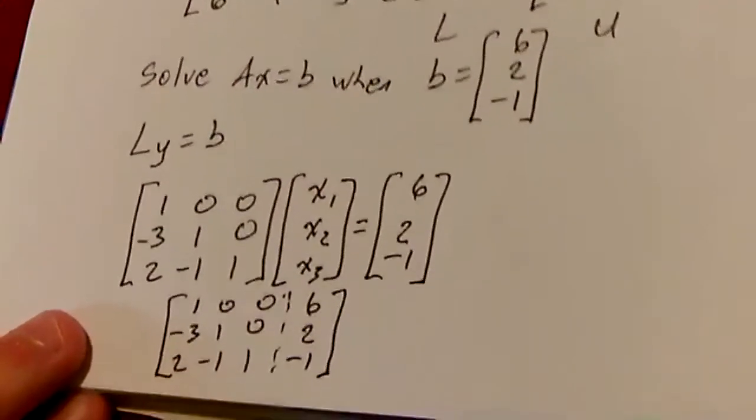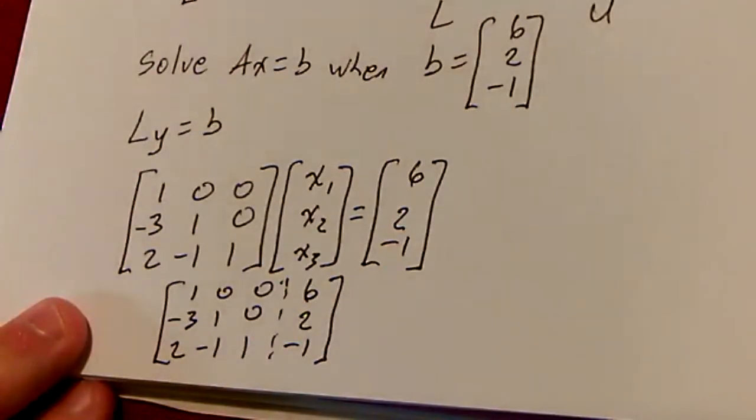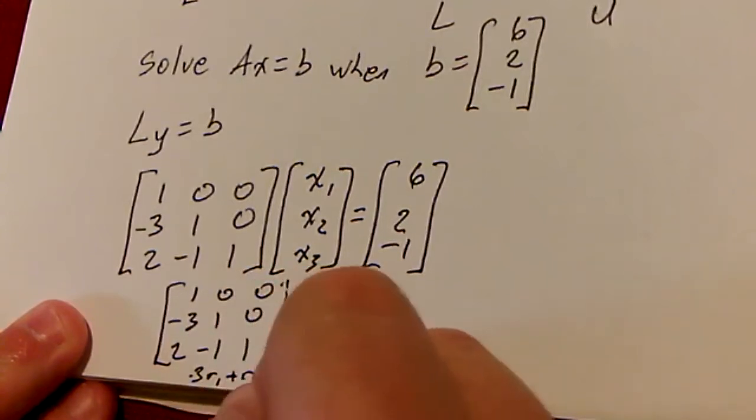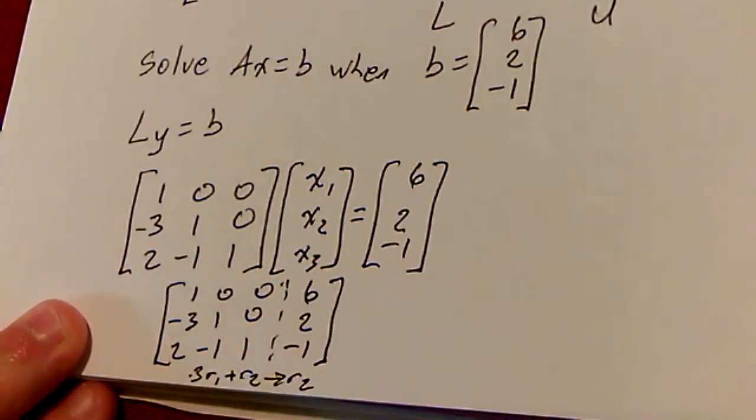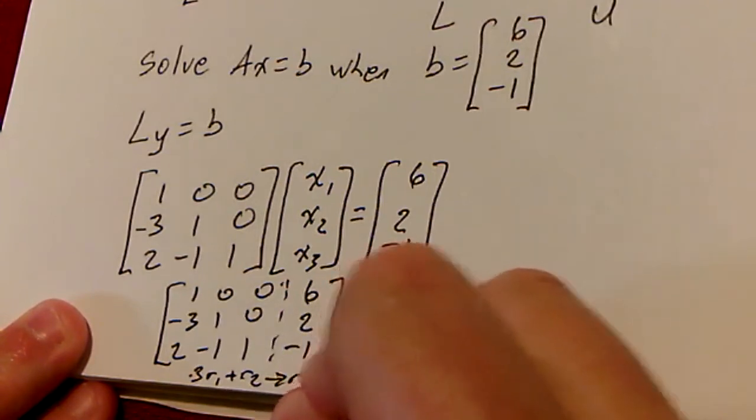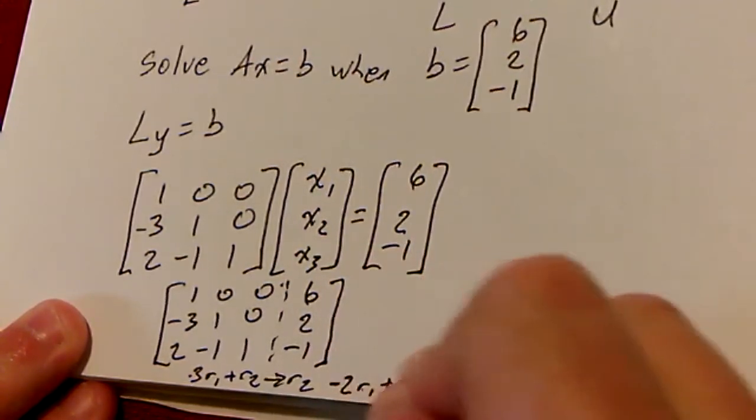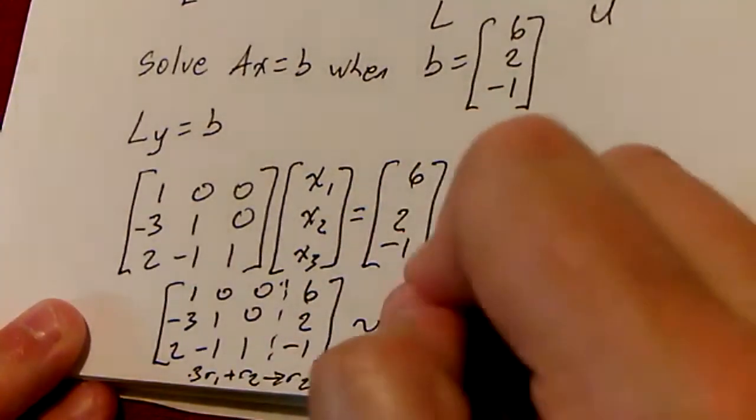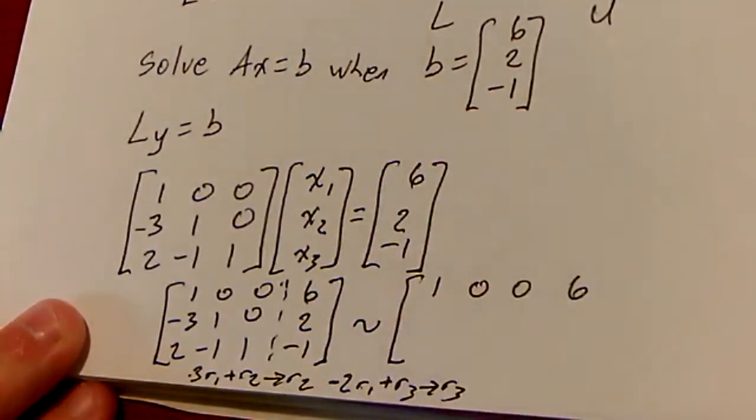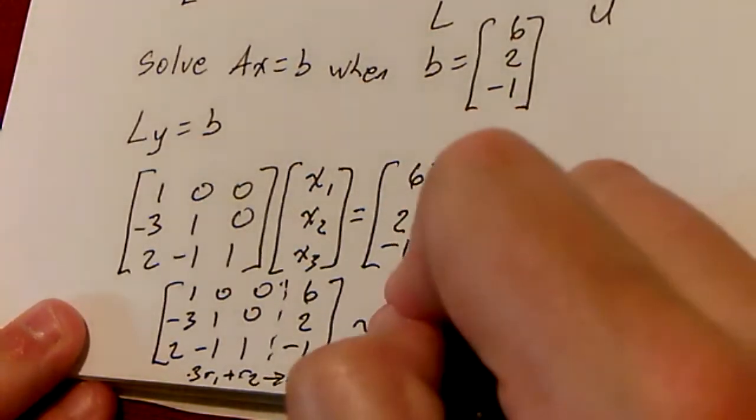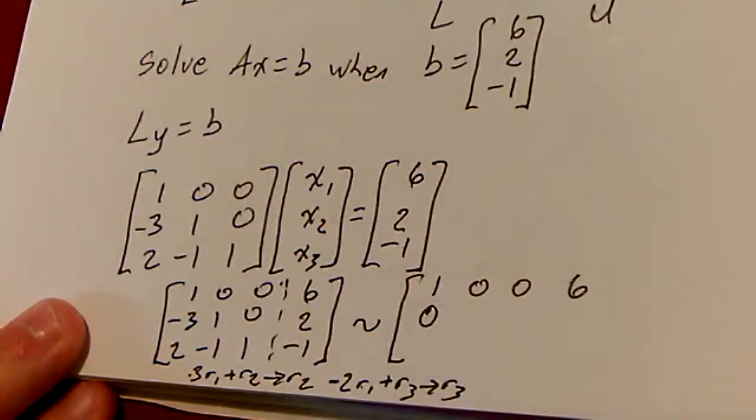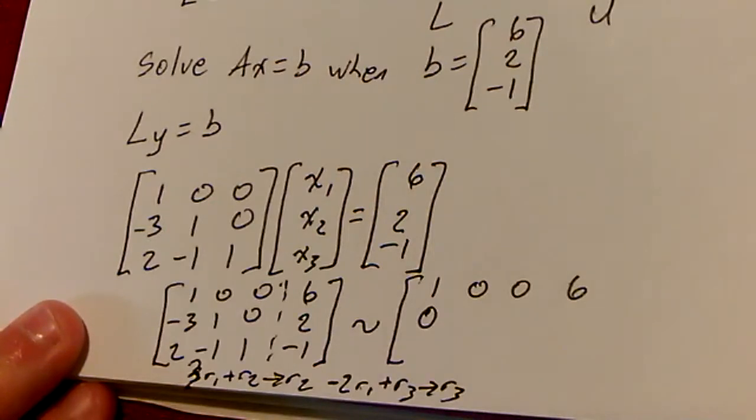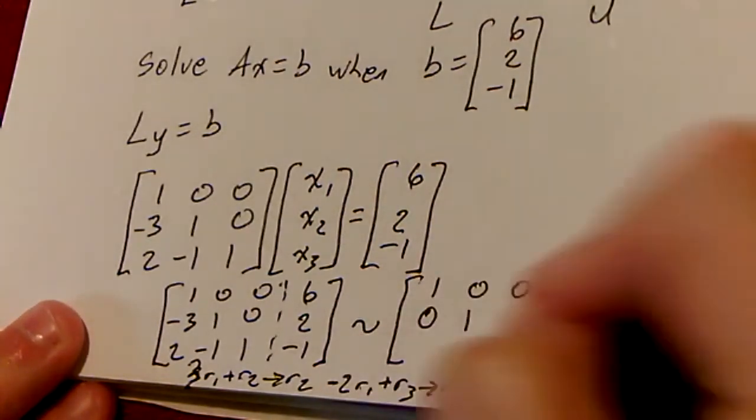Okay, and we're going to start doing some row operations on this. I need 3 copies of row 1 plus row 2 to replace row 2, because I'm getting zeros below. I'm also going to do negative 2 copies of row 1 plus row 3 to replace row 3. So let's do those row operations here. The first row is going to be unchanged, 1, 0, 0, 6. Negative 3 and 3 is going to make 0. Notice this is a positive 3 here. 0 and 1 is 0. 0 and 0 is 0.